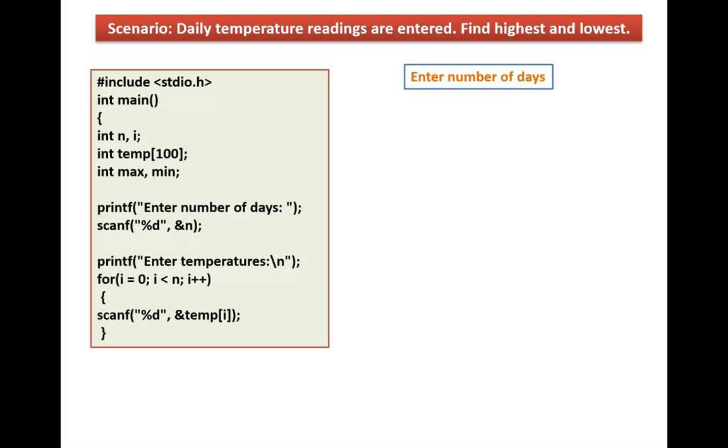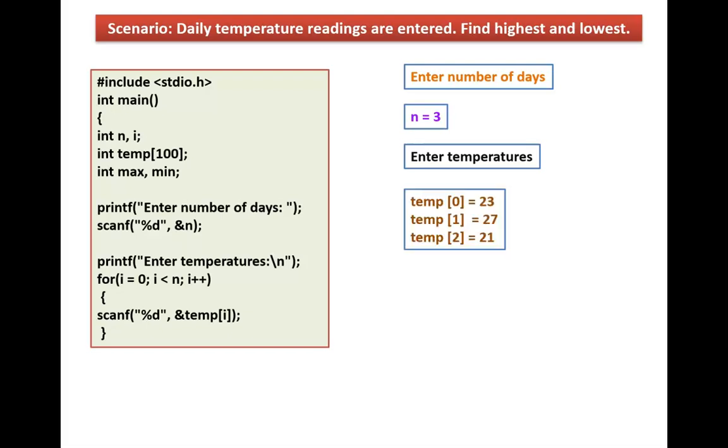So tracing this program, I'm entering the number of days, say n is equal to 3. The for loop gets executed. The execution of a for loop is dealt with in detail in this video as well as in my previous videos. It is appreciated if you also see my previous videos. So now the user enters the temperature. Temp of 0, 1 and 2 will be entered. So assume that 23, 27 and 21 are entered by the user.